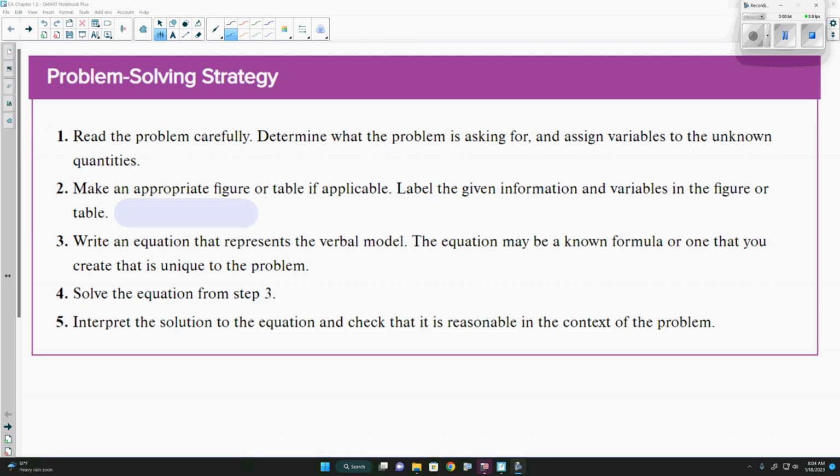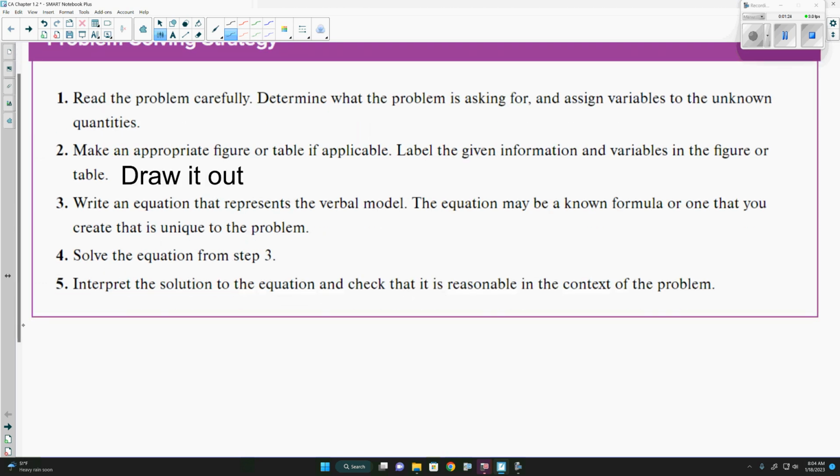Make an appropriate figure or table if applicable. Let the given information and variables in the figure or table make the representation. Draw it out. That's one of the biggest things, especially on the ACT. If they don't give you a figure to work with, draw it out. Now, there's some that drawing it does work, because if we're talking about 2 figures going certain distances, we can actually draw the distances out and see when they match up. Sometimes actually drawing it helps.